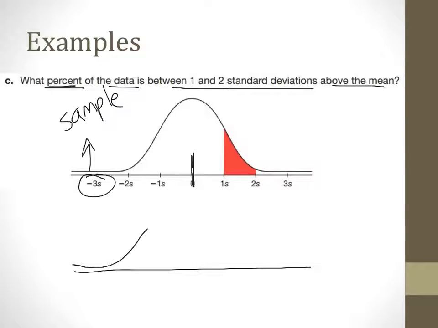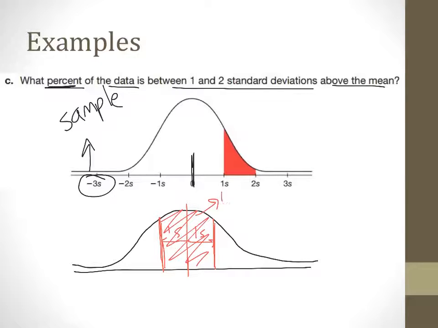If I redraw my curve, by the way, you'll get a lot better at drawing these curves as we continue. If my mean is right here in the middle, when I go out 1 standard deviation in both directions, the area contained in here is, again, 68%. So that is 68%.